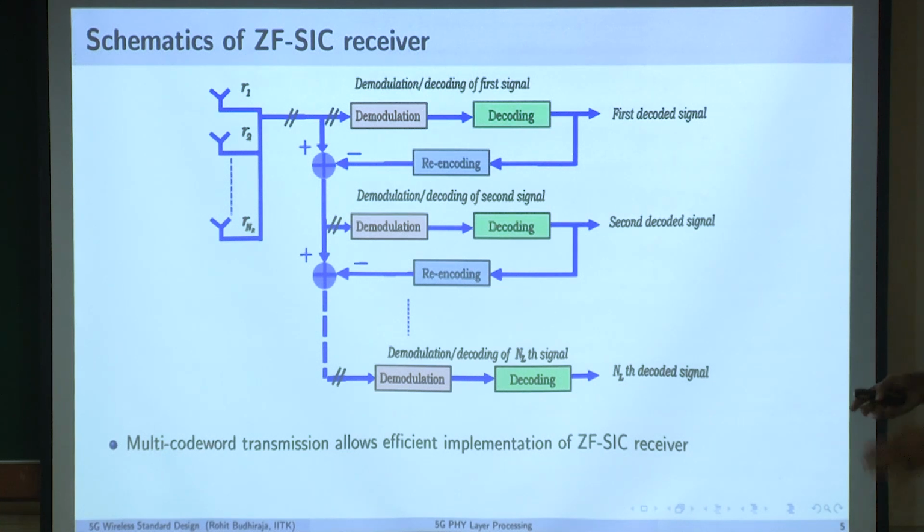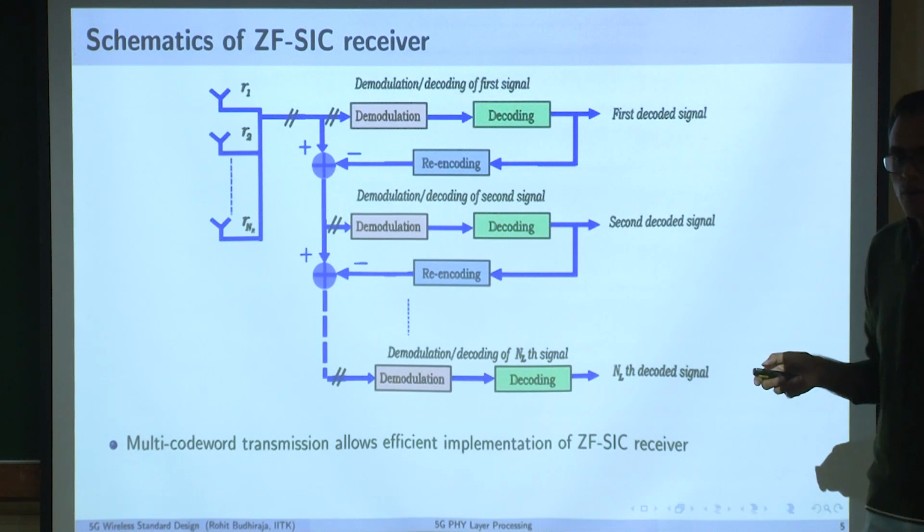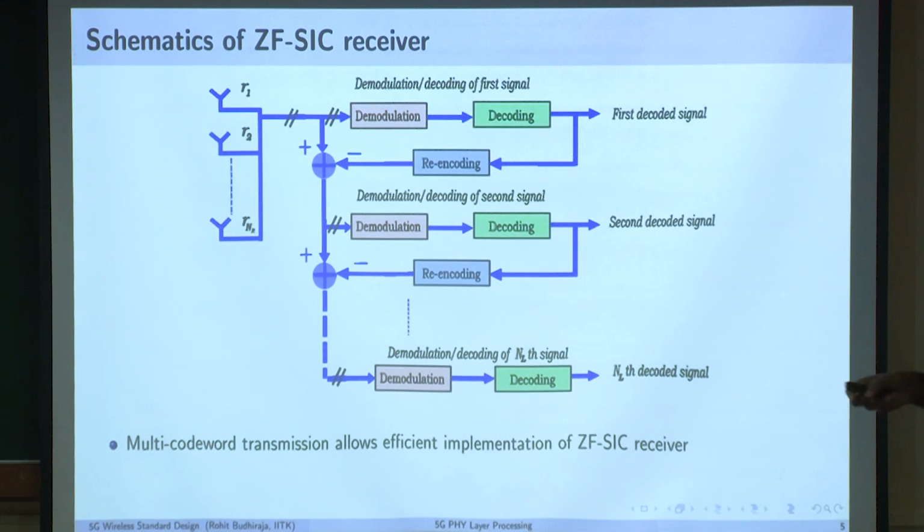There are NL different layers. We spoke about this architecture, but we never went into detail of this. What is this? Zero forcing successive interference cancellation architecture. The transmitter has transmitted 4 different layers. So what is this SIC architecture? Zero forcing we understand. So what are we saying here?